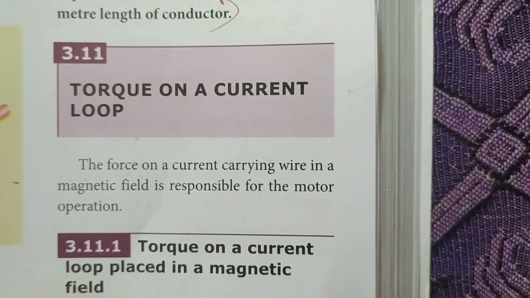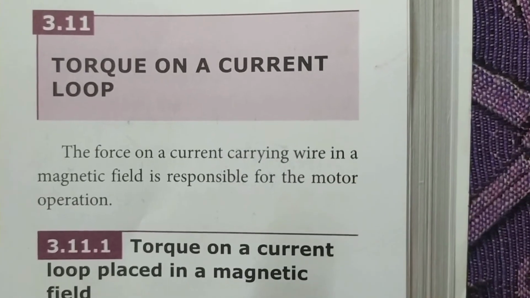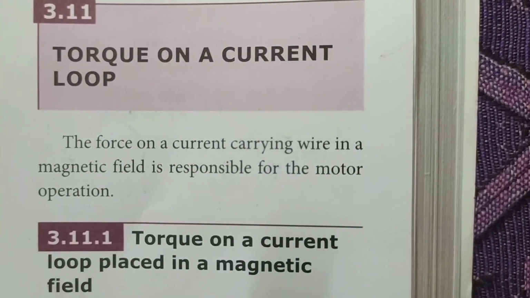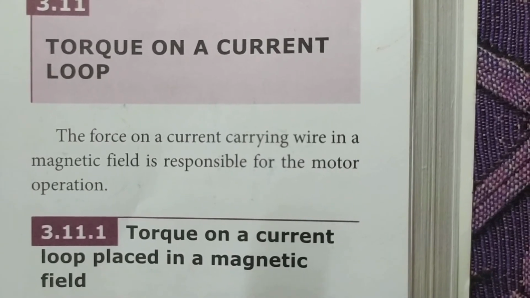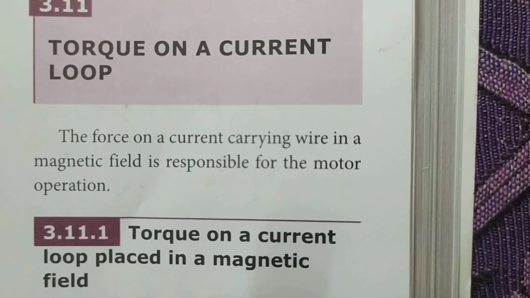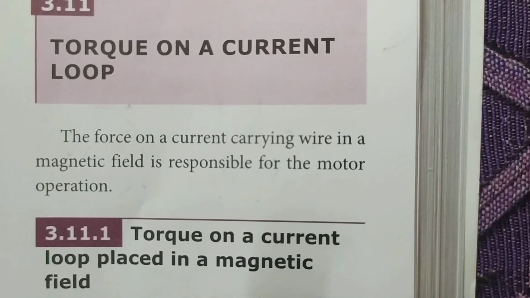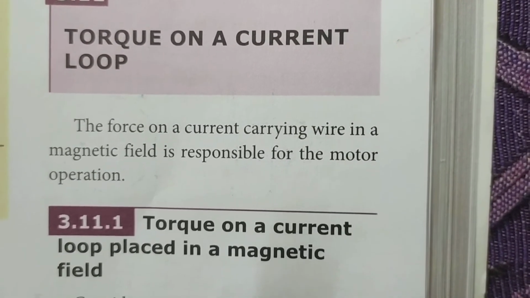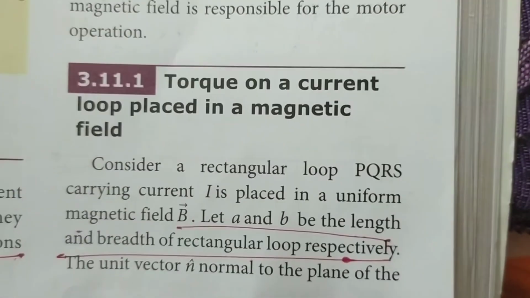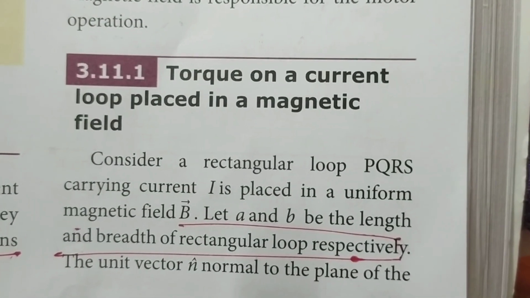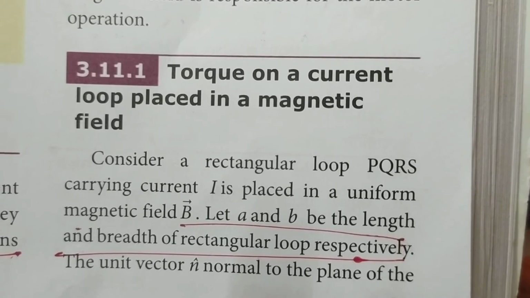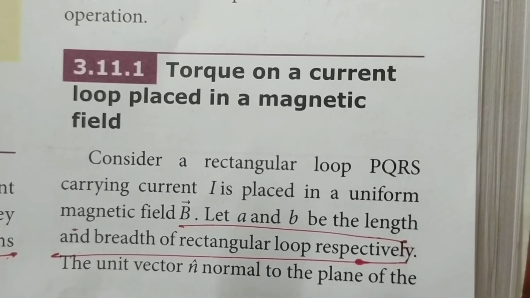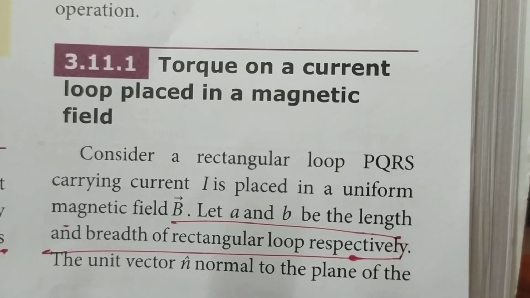Next we are going to see torque on a current loop, which is very responsible for motor operation. We use motors everywhere: in our mixie, washing machine, grinder, fan, and for motor operation this principle is used. Here, torque on a current loop placed in a magnetic field. If a current carrying loop is placed in a magnetic field, it will experience a rotating force, which we are going to see in this part.